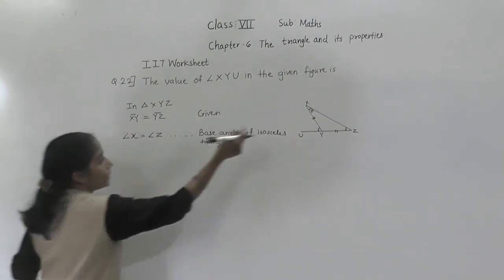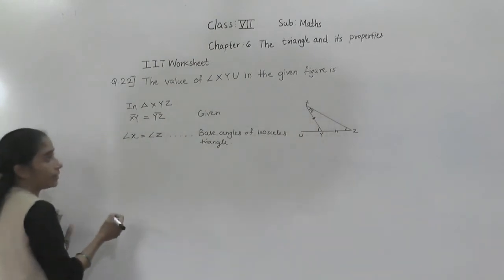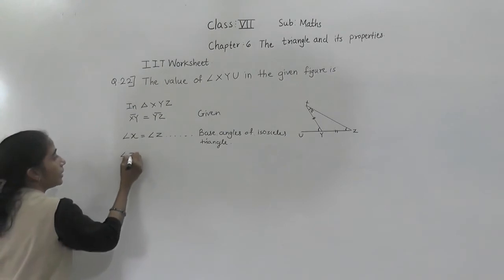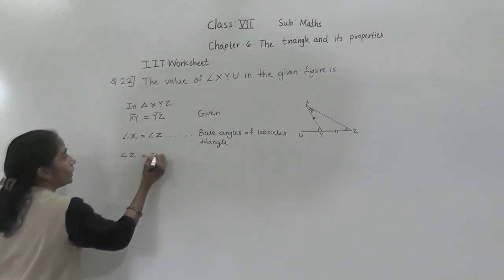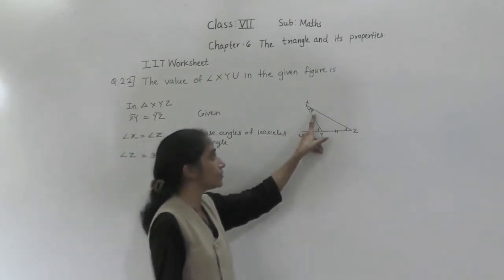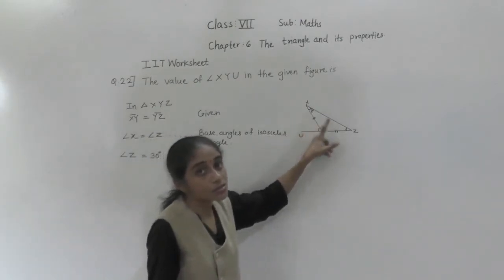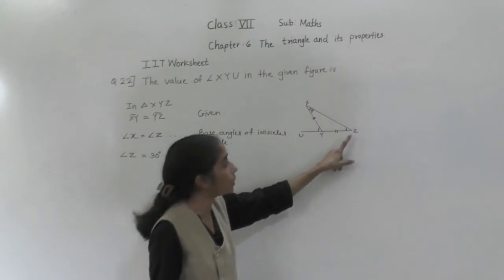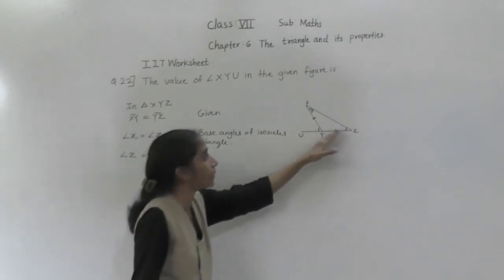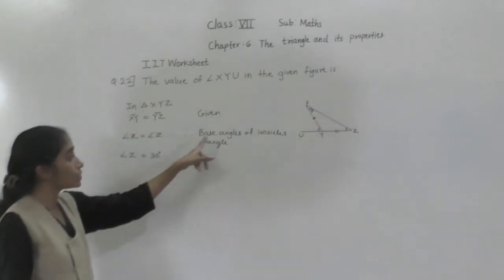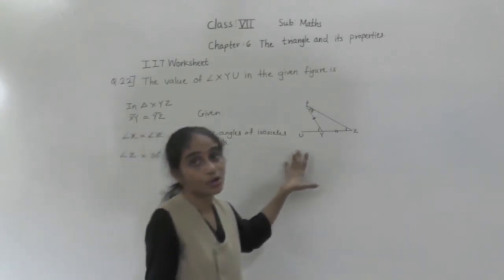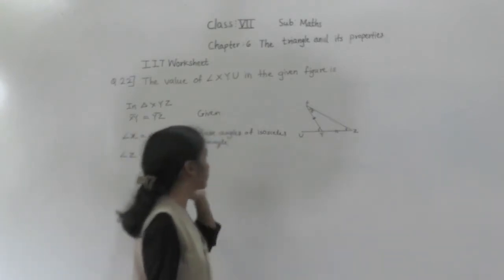Angle X is equal to 30 degrees, given. So angle Z is also 30 degrees. Why is angle Z 30 degrees? Because angle X is given as 30 degrees, and it's an isosceles triangle, so its base angles are equal. So angle Z is also 30 degrees. Angle X is equal to angle Z because they are the base angles of an isosceles triangle.